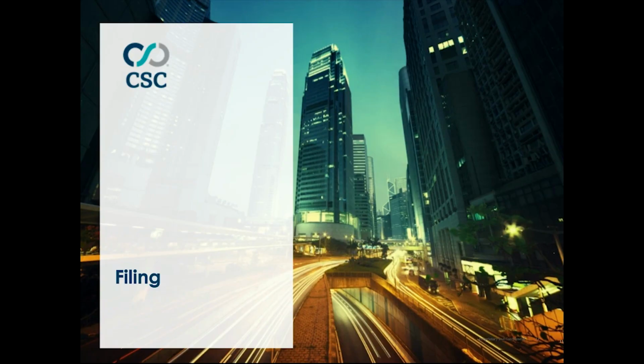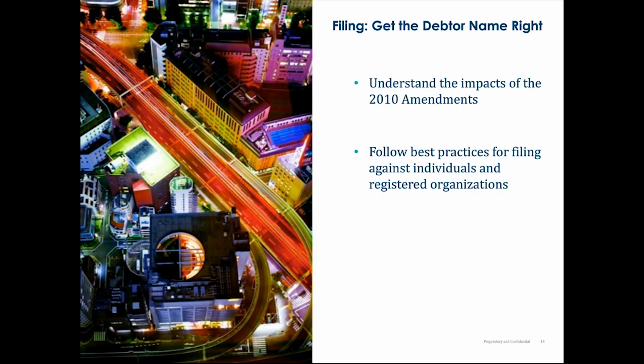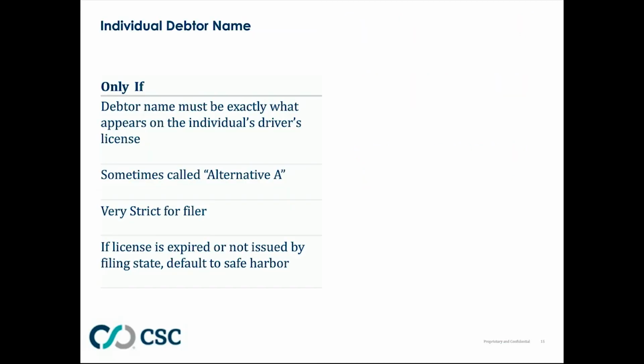Next up is UCC filing. UCC filing: get the debtor name right. You want to understand the impacts of the 2010 amendments. You also want to follow best practices for filing against individuals and registered organizations. Filing against an individual debtor name, we have the "only if." This means that the debtor name must be exactly what appears on the individual's driver's license.